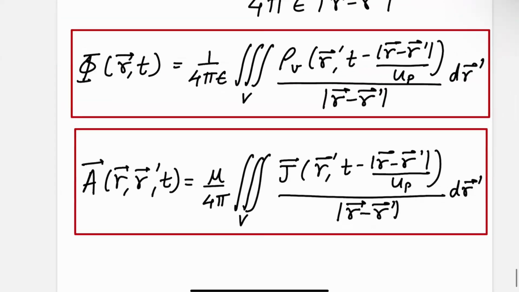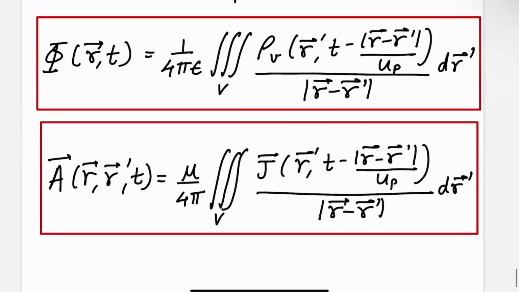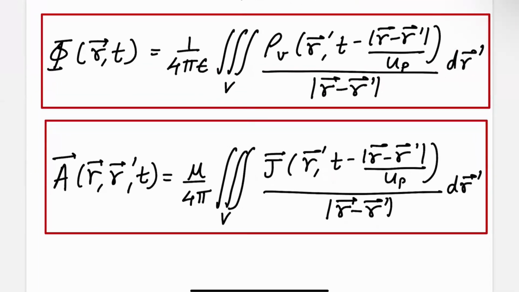So this completes our strategy. Given a current distribution J and a charge distribution rho, all we need to do is plug them into these equations and integrate over space. That gives us A and phi as a function of space and time. Then from A and phi, we substitute them into the relations we had earlier to get E and H. And you can use duality to find the relationship between A m and phi m and J m and rho m as well.